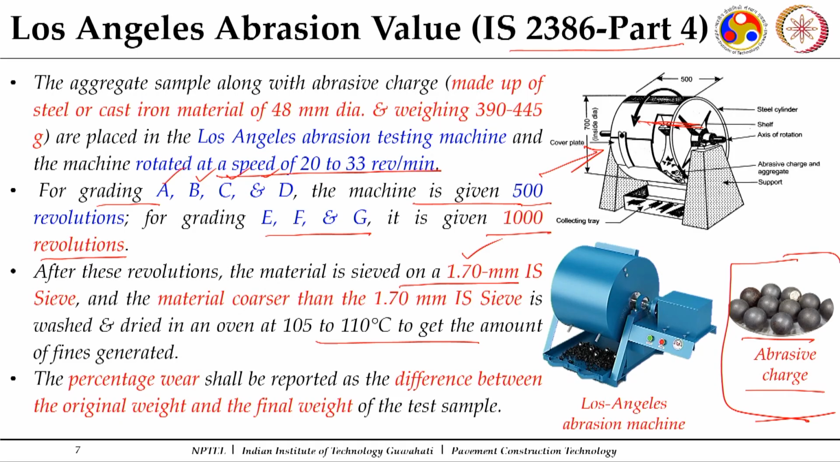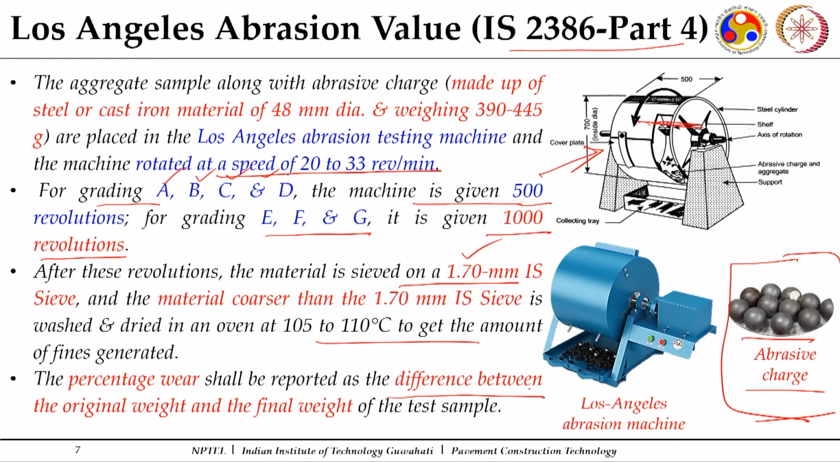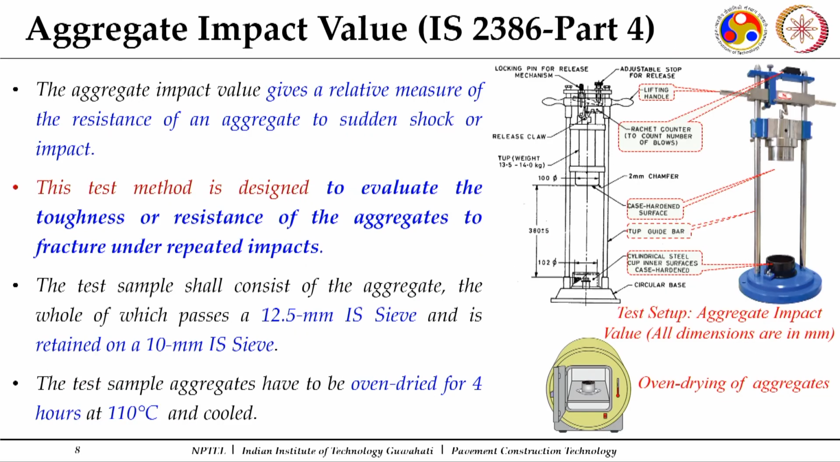Depending upon which layer you are using, different percentages are given for the abrasion resistance. It is given as a percentage, the fines generated with respect to the initial weight. So the percentage wear shall be reported as the difference between the original weight and the final weight of the sample. Now in addition, here there is a fall of steel balls from a height, along with that the aggregates rub with each other. So a good amount of impact as well as abrasion is happening.